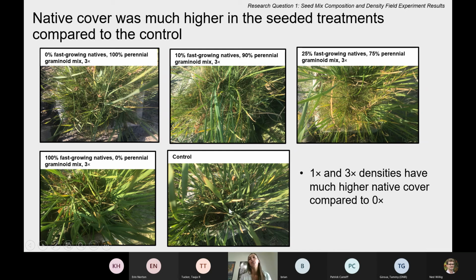So we did a preliminary ANOVA to just see, looking across the different densities, is there a difference in native cover? And we found that yes, there were significant differences: the 1x and 3x had significantly higher native cover than the 0x. So that was expected, and we wanted to continue to analyze this data to further investigate our mix and density effects and look at this across time.